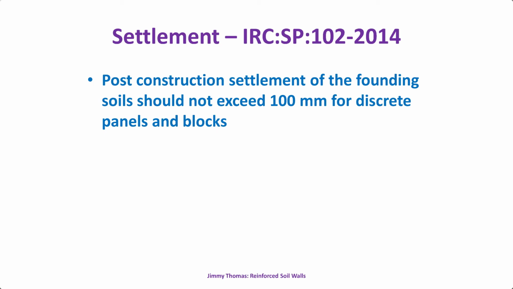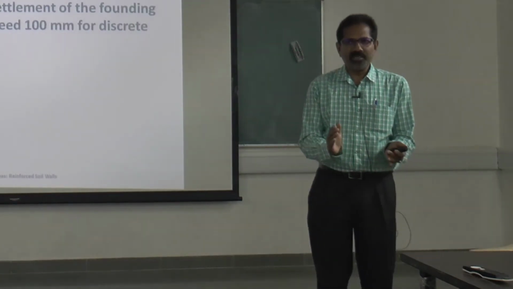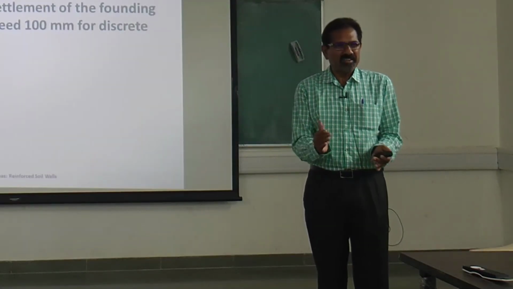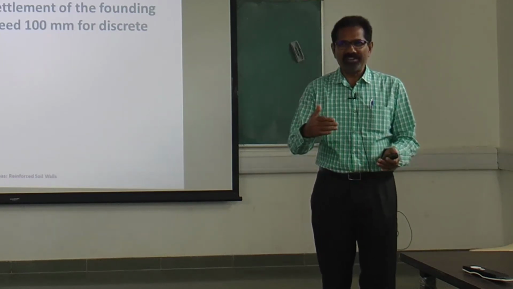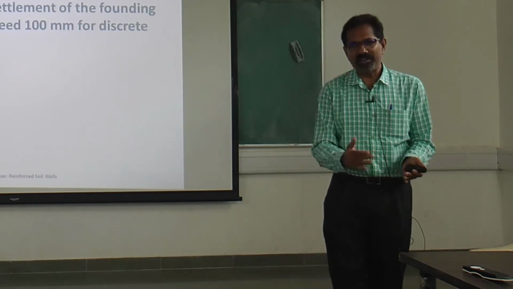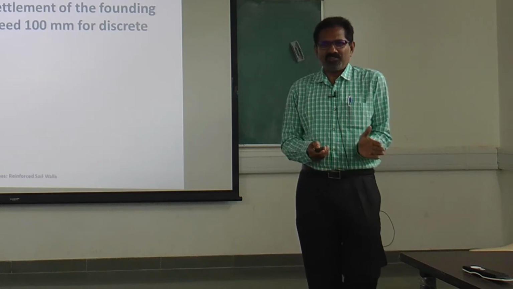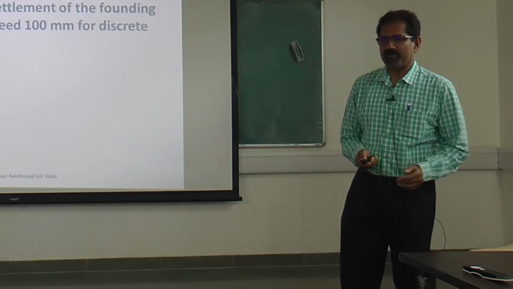Only our IRC has put, normally for foundations, when we design footings, there is a limit on the total settlement. Because actually the important one is the differential settlement, but calculating differential settlement is a bit difficult. If we put a limit on total settlement, that makes the life of the designer much simpler. So like footings 50 mm, raft 100 mm. Our IRC has put the criteria that post-construction settlement of the founding soil should not exceed 100 mm for discrete panels and blocks. Whereas almost all the other codes have not put a limit on the total settlement.